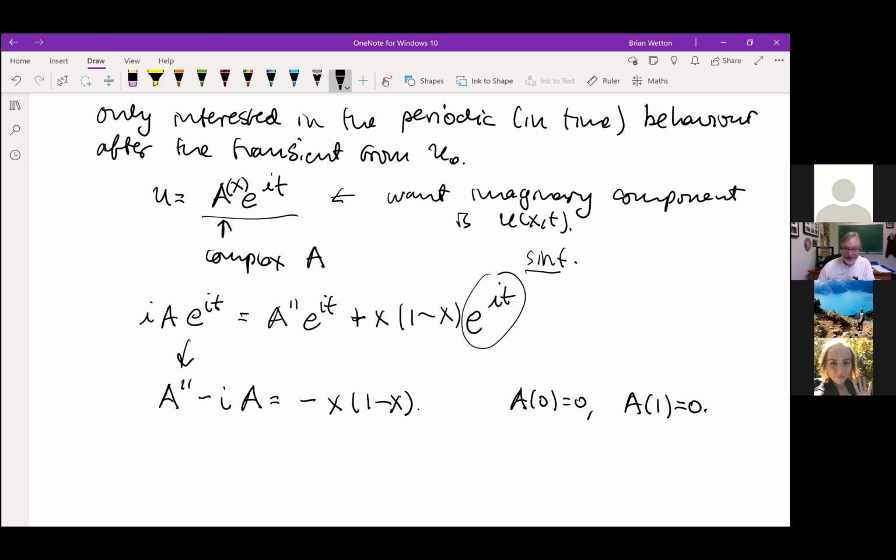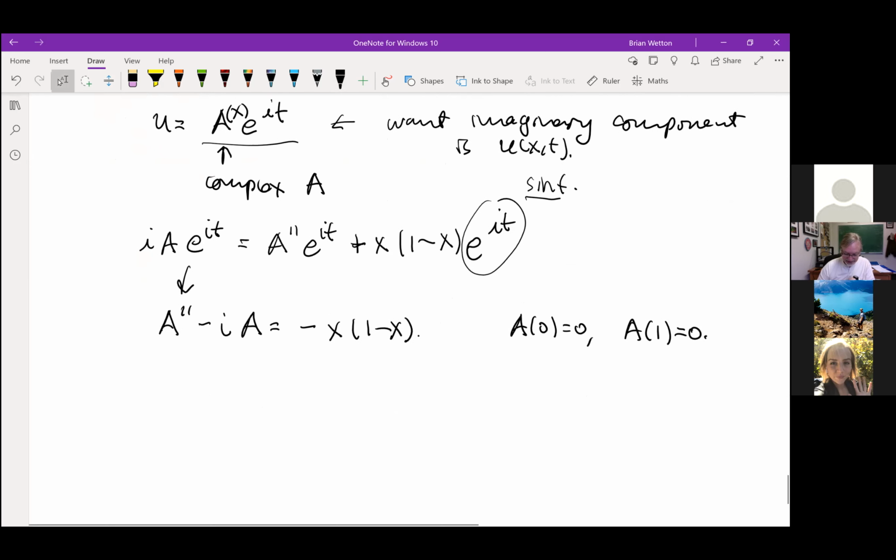Right, and now you can see that I'm really being complex, right? Now I have to do the auxiliary equation. I can still take A of x as e to the rx, right? But now r squared minus i is equal to 0. And so this gives me r is plus or minus the square root of i, right?